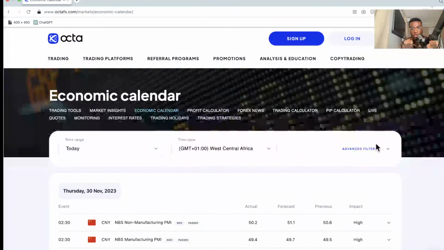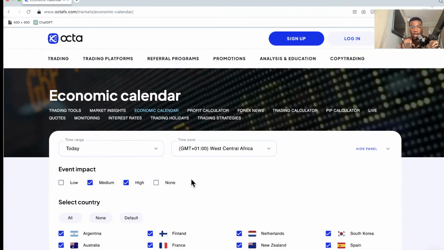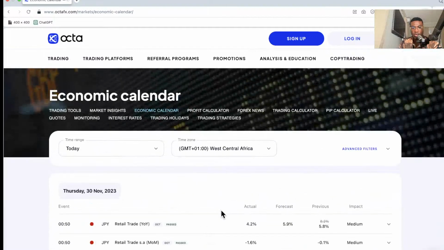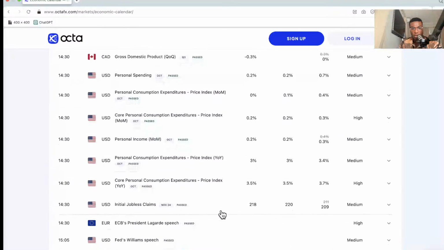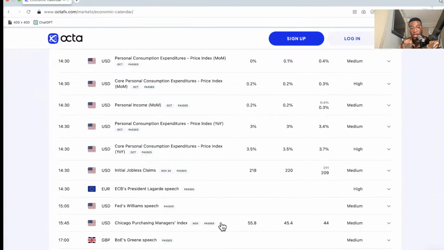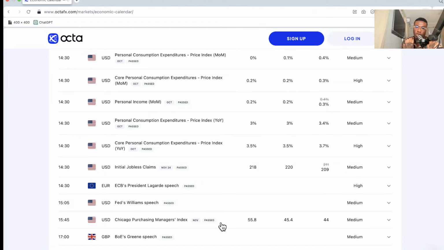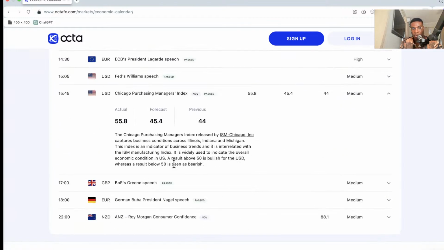If I switch over to the medium impact, you're going to see that we also had PMI data for the US dollar. And if you look at these figures, you'd see that the actual data was way higher than the previous. The previous was 44, the actual was 55. Now, if you go down, you'd see where it says a result above 50 is bullish for the US dollar, whereas a result below 50 is seen as bearish.